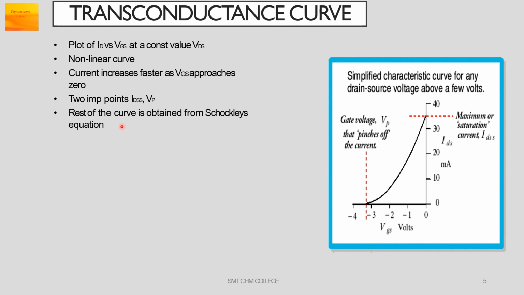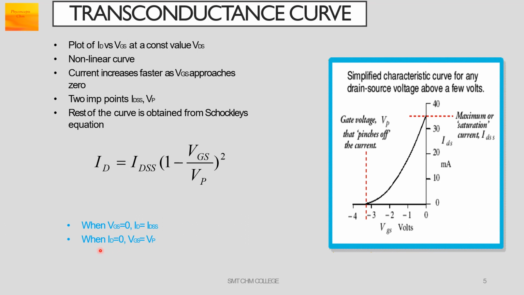The rest of the curve is obtained from Shockley's equation, which is given as ID is equal to IDSS into (1 minus VGS upon VP) the whole squared. So when VGS is equal to 0, we get ID equal to IDSS.